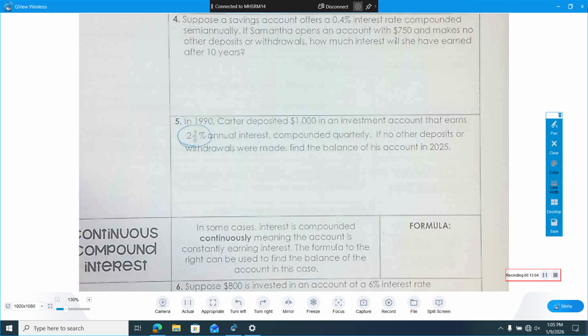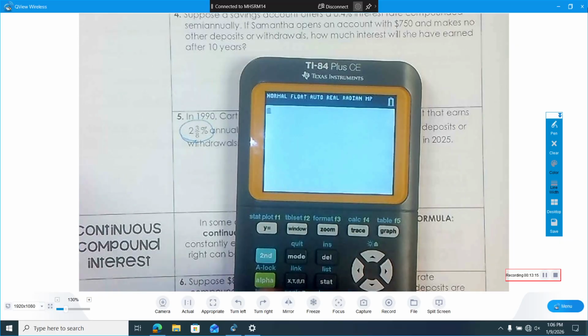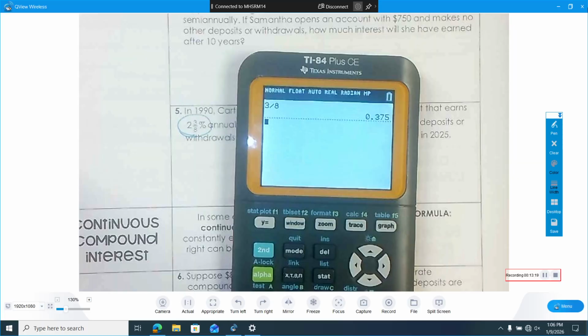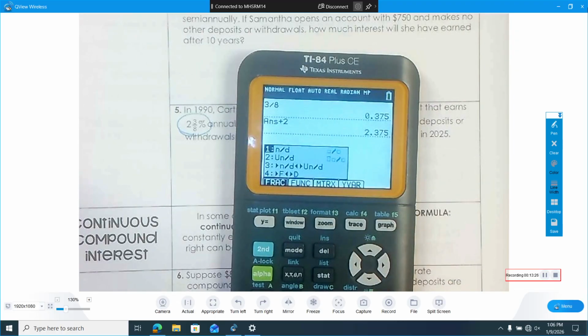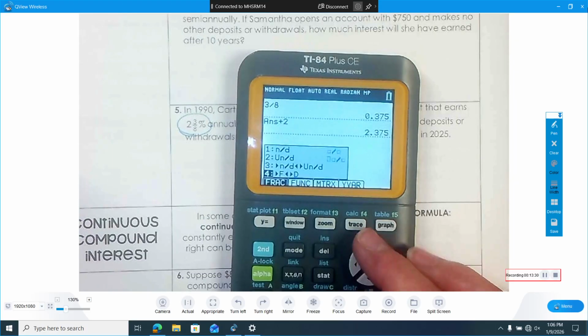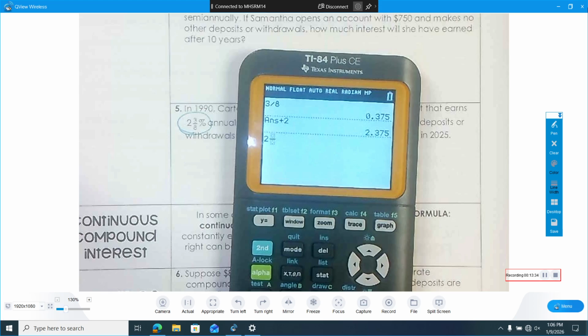What about number 5 here? We've got 2 3/8%. What are you going to do to deal with that? Put in your calculator. How do you do that? Put in 3/8, and then add 2. There we go. And then I heard alpha F1. Is there one for that? Yeah, down one more. Just 2. Just number 2? Oh, 2. See, I didn't even know.